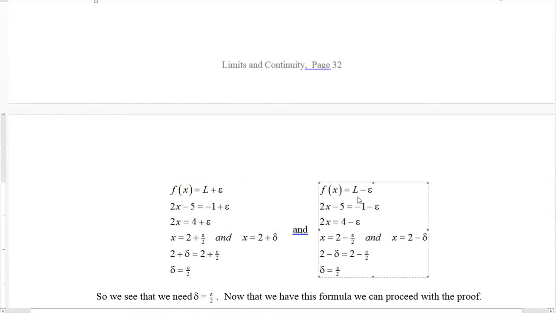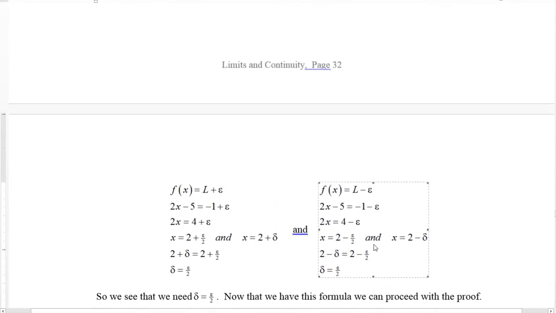Okay, over here, we can do the same thing for the lower left corner of our little box. We let f of x equal L minus epsilon. Again, L is -1, f of x is 2x minus 5. Same steps as before: add 5 and divide by 2, we get x equals 2 minus epsilon over 2. But this side, it's at the lower left corner, we know that x equals 2 minus delta. So 2 minus delta equals 2 minus epsilon over 2. Subtract 2 from both sides, we get negative delta equals negative epsilon over 2, so divide by negative 1. Again, we get delta equals epsilon over 2 in either case. So that's the delta we need.